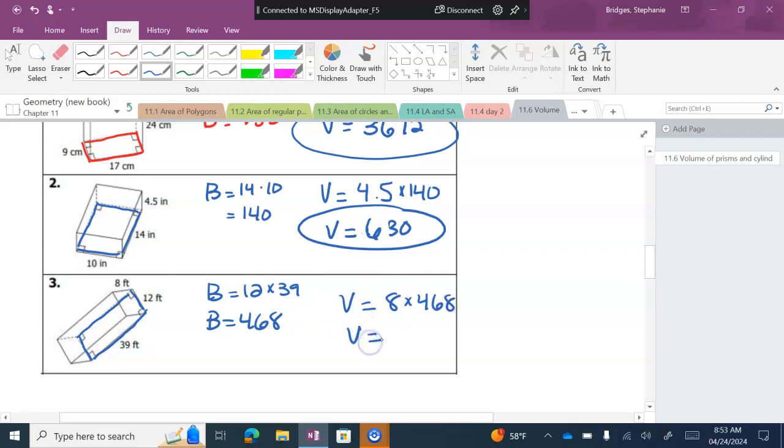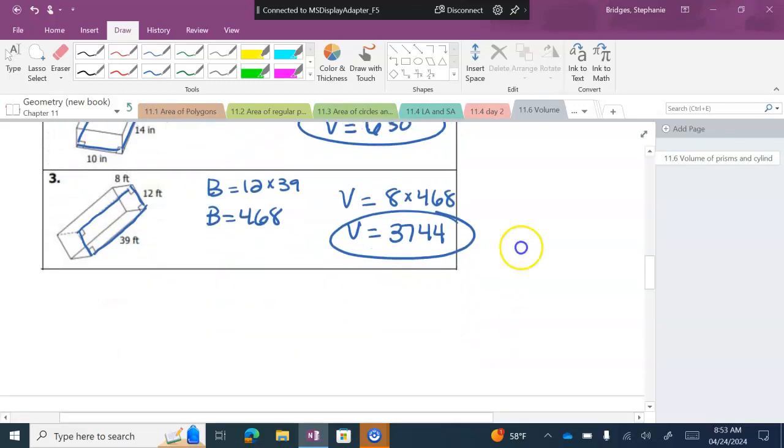You still got 3,744. It should be. So far, so good? Yeah. Rectangular prisms are not hard. Oh, it's different for the two. Everybody ready? Let's flip over.